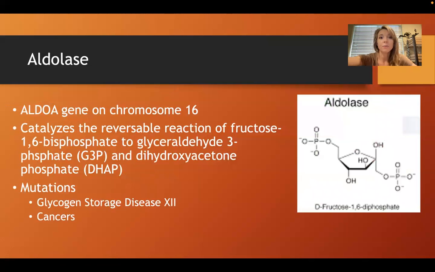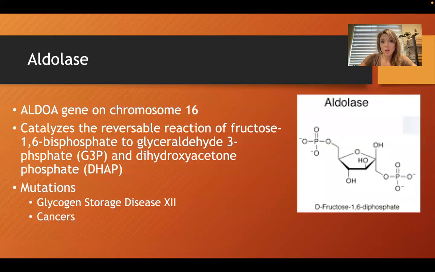So aldolase, the genetic coding for the glycolytic enzyme aldolase is found on the ALDOA gene. It is on chromosome 16. It catalyzes the reversible reaction of fructose 1,6-bisphosphate to glyceraldehyde 3-phosphate, or G3P, and dihydroxyacetone phosphate, DHAP.